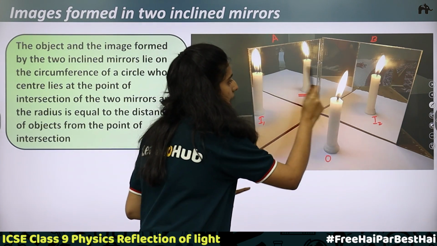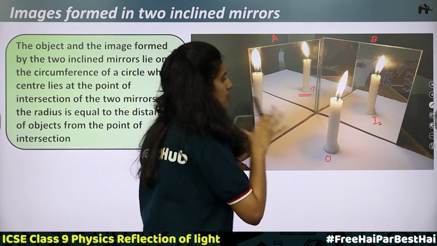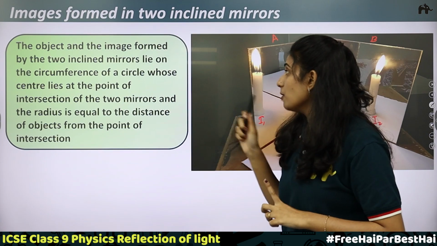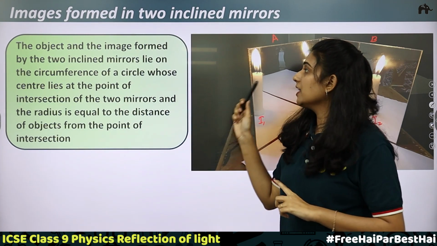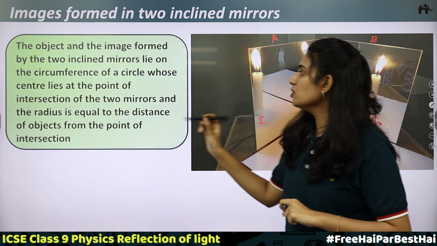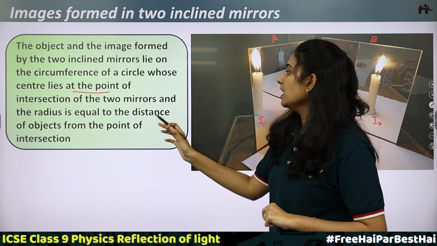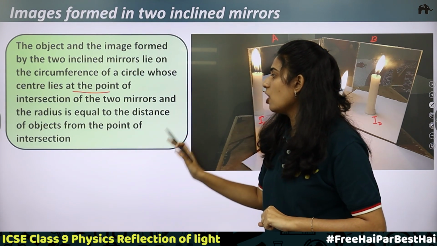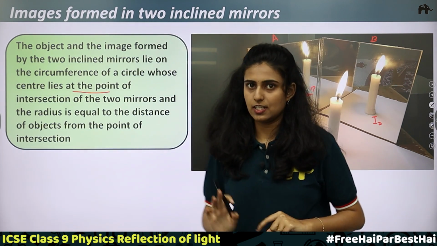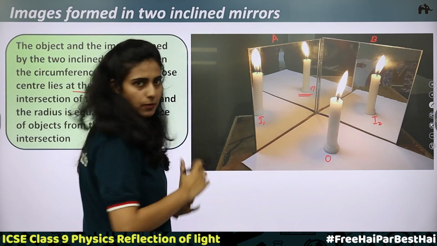And then when it acts as an object for the second mirror, another image will be formed. Okay, so this is what happens. The object and the image formed by the two inclined mirrors lie on the circumference of a circle whose center lies at the point of intersection of the two mirrors, and the radius is equal to the distance of the object from the point of intersection. So, we have understood that in this case multiple images are formed.